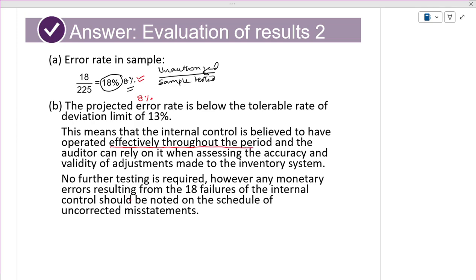The error rate in the sample is 8%. What is the tolerable rate? The tolerable rate is 13%. You can tolerate up to 13%, but it is only 8%. It means you can believe that the controls operated effectively throughout, and the auditor can rely on them when assessing the accuracy and validity of the inventory systems.